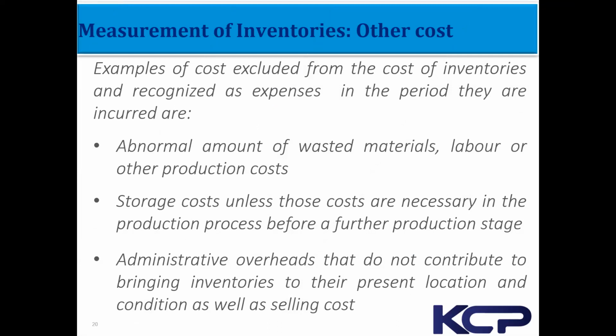All right, so examples of costs excluded from the cost of inventories and recognized as expense in the period they are incurred are: one, abnormal amount of wasted materials. Abnormality, that's where it comes out of irrationality, right? Abnormal amount of wasted materials, labor, or other production costs.